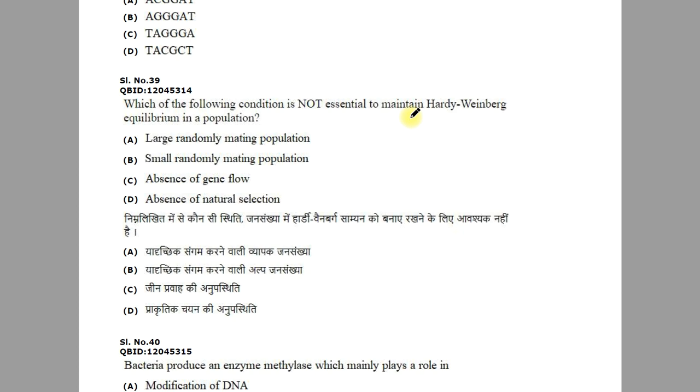Now, what does the Hardy-Weinberg principle state? It states that when there are two types of alleles, and we know for every gene there are two alleles, both the allele frequency and genotypic frequency are constant from generation to generation in a large random mating population. So here option B is the answer, because it says small randomly mating population.